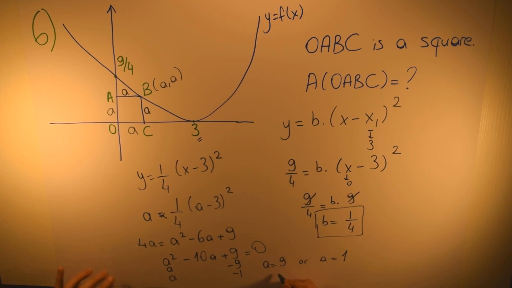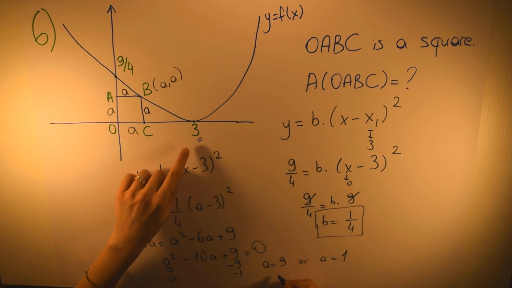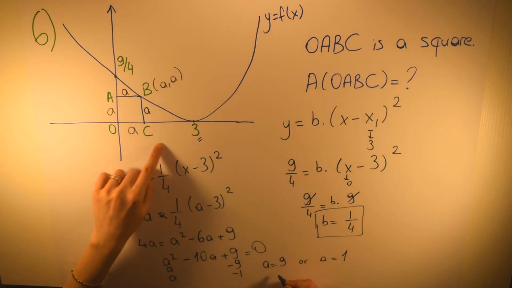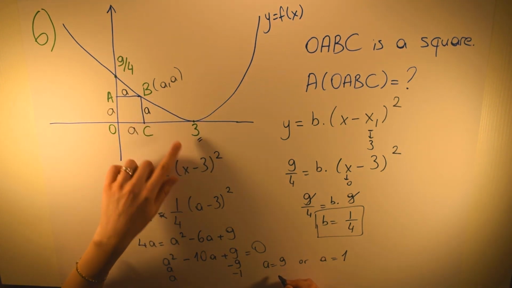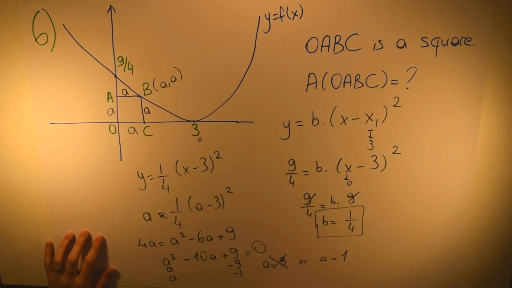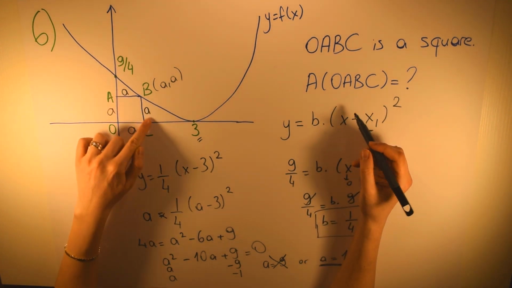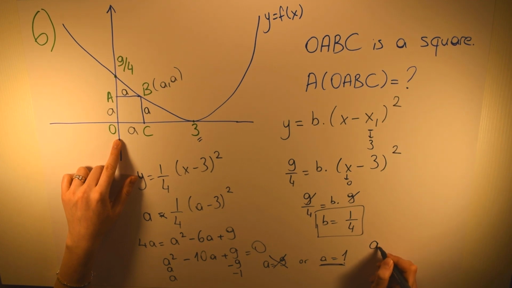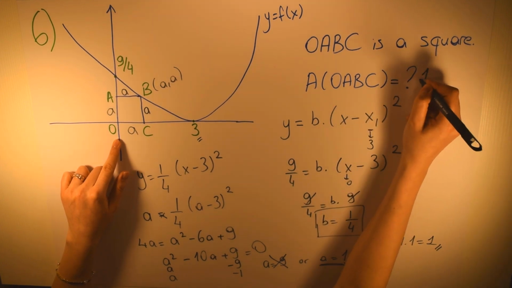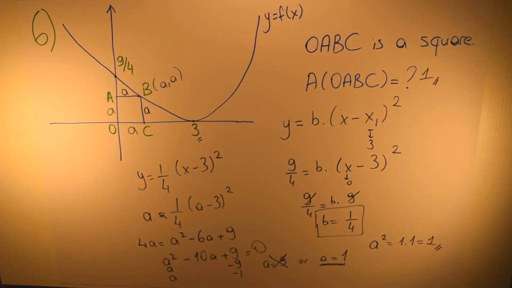A cannot be equal to 9 because it has to be less than 3, right, in order to fit our graph. So we eliminate this one, and we know that our value of a is equal to 1. So the question is the area of OABC, which is equal to a squared, and that is equal to 1 times 1, which is equal to 1. So our answer to this question is 1.